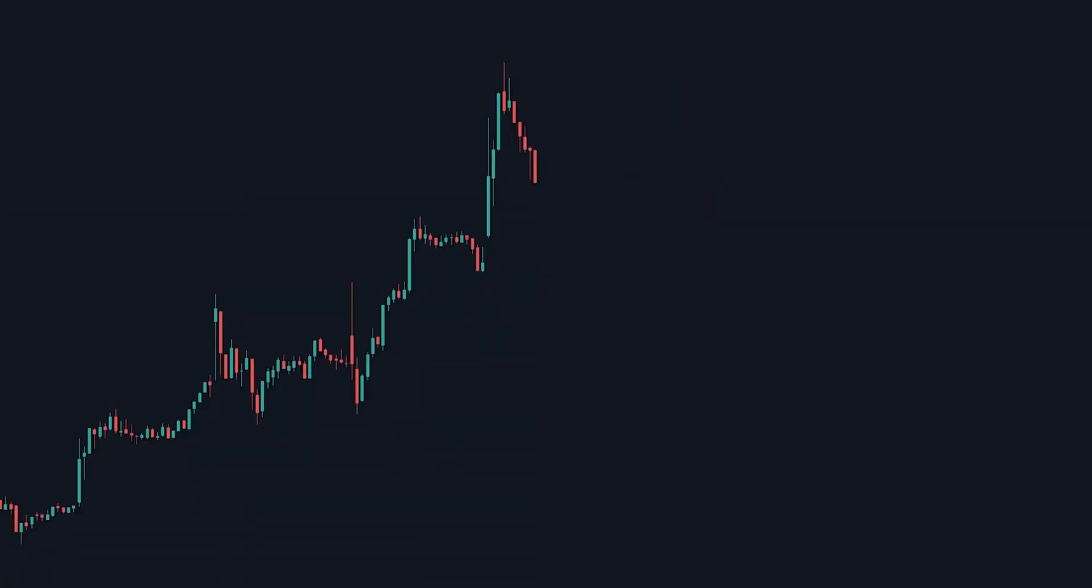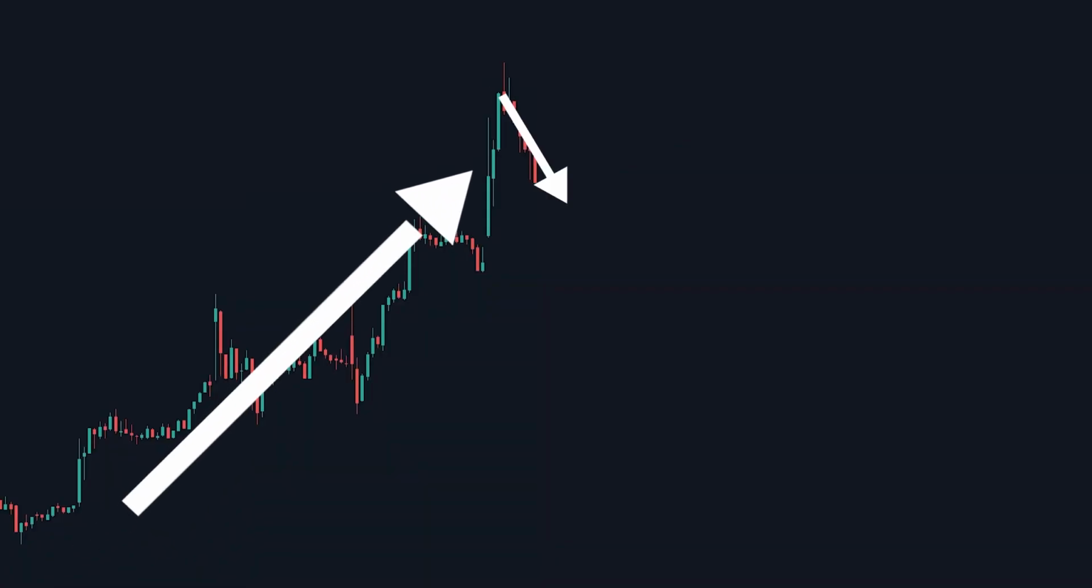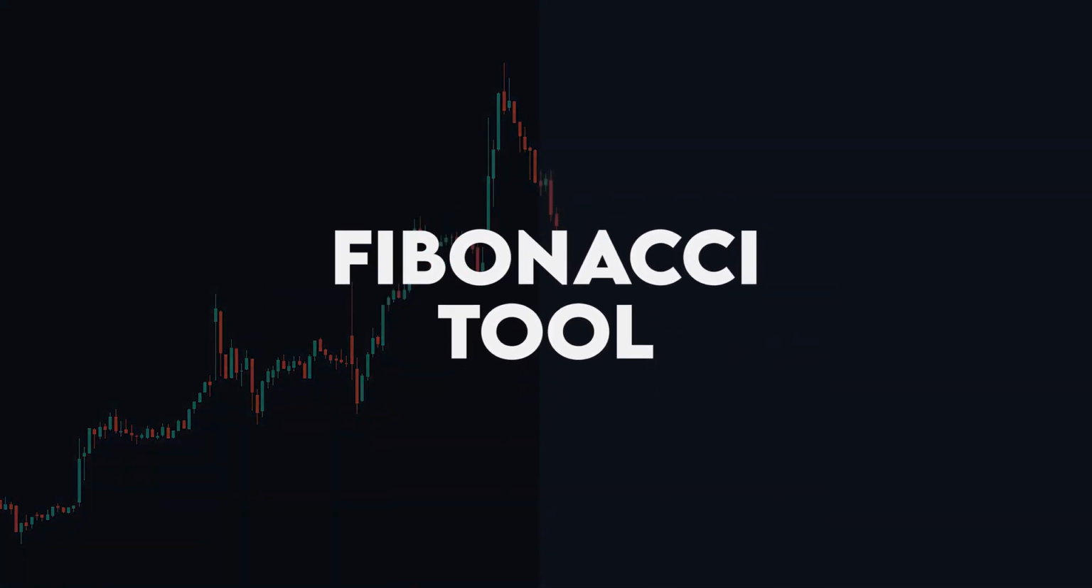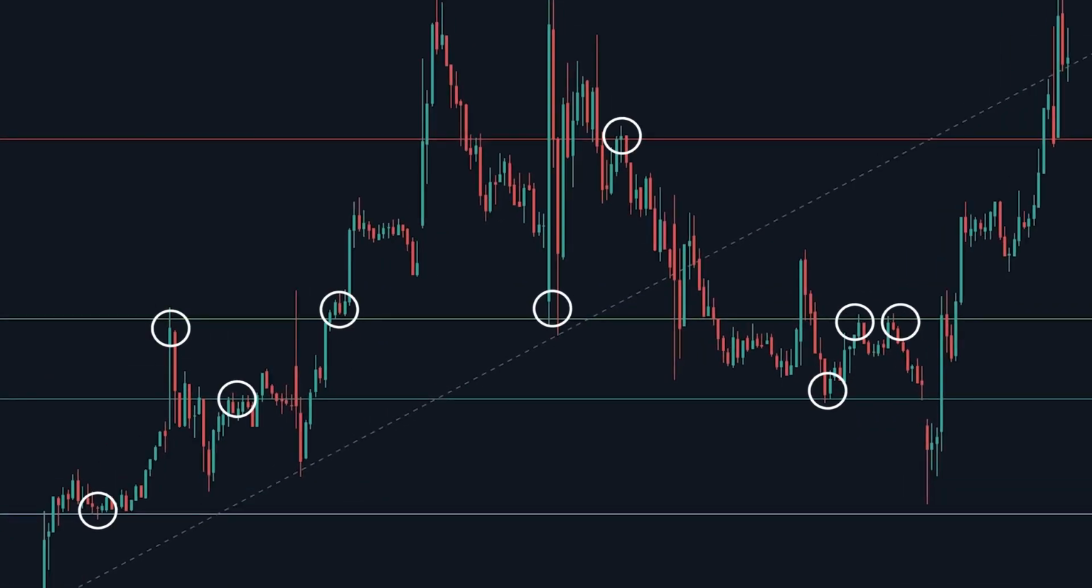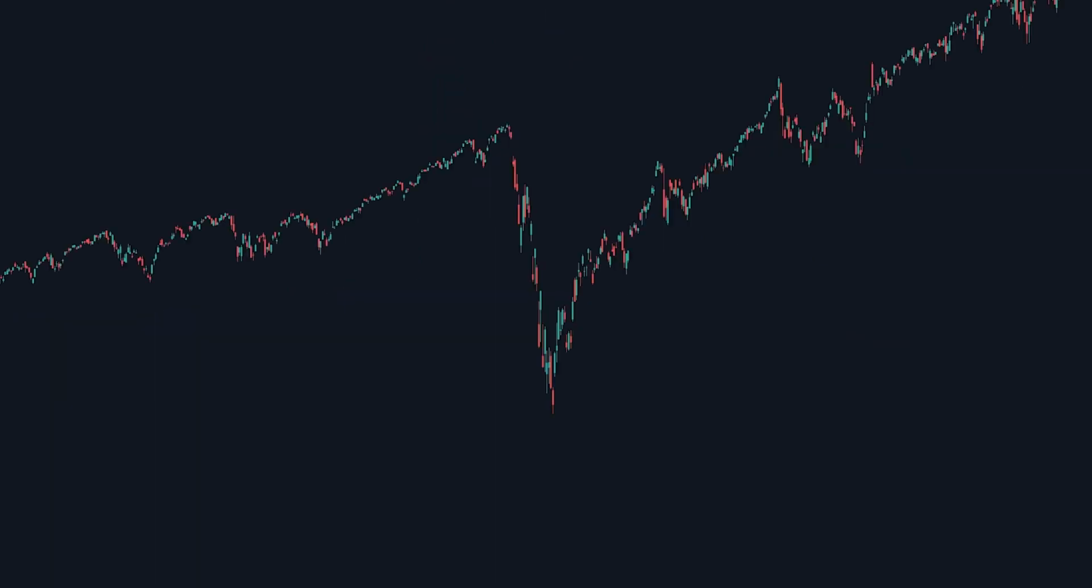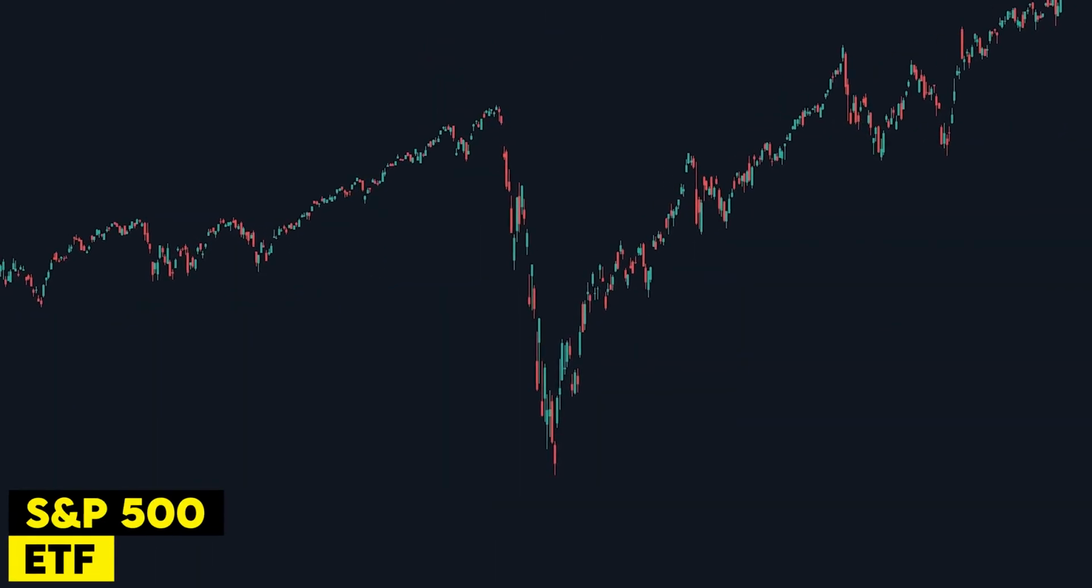But what if you were in a position like this, where the price went up and made a pullback, but there weren't any previous key levels of support or resistance? How do you know where the key levels are for a reversal to happen? The answer? The Fibonacci retracement tool. If we plot these levels, you can see the price respected them and actually use these levels as a key support. Another great example of the Fibonacci's magic is the S&P 500.